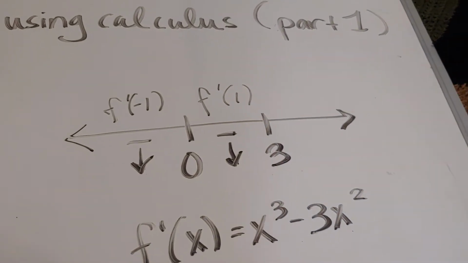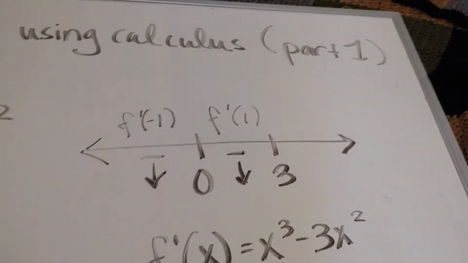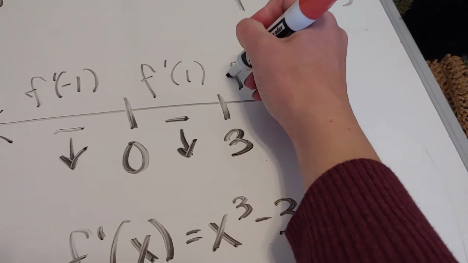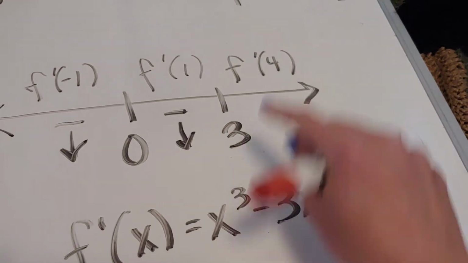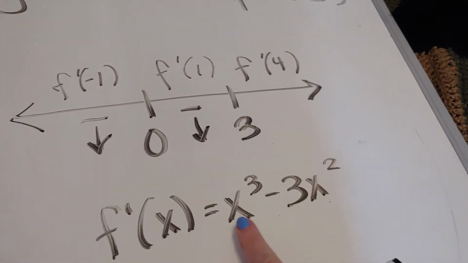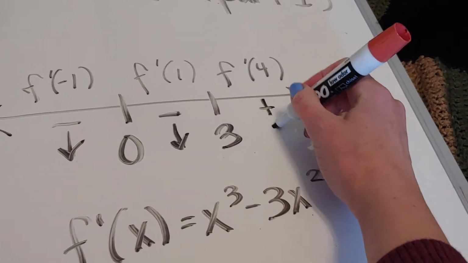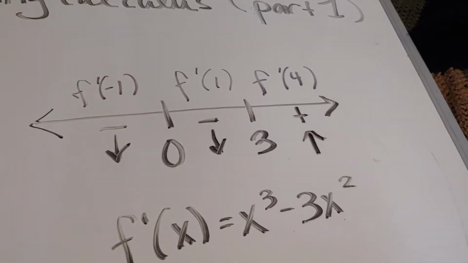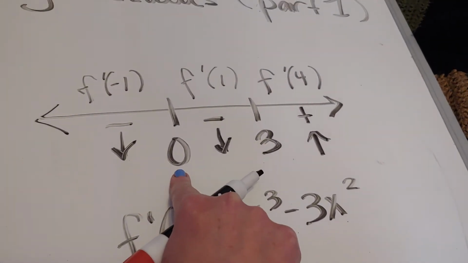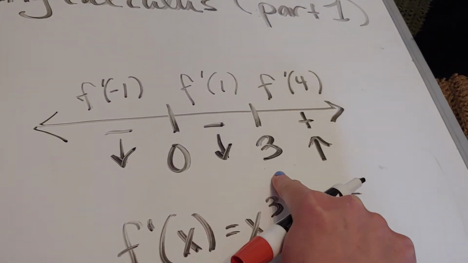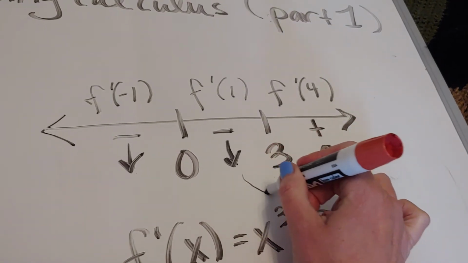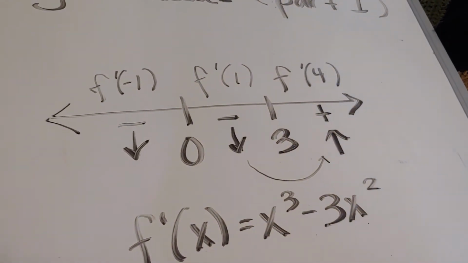Let's try one more. Over here is 3, so I want to go to the right of 3. Let's go f prime of 4. If I plug 4 into this, I get 64 minus 48. It's positive, which means it's increasing. So here's what I know. I know that 0 is not an extrema. 3, since I went down and then up, 3 is a min.